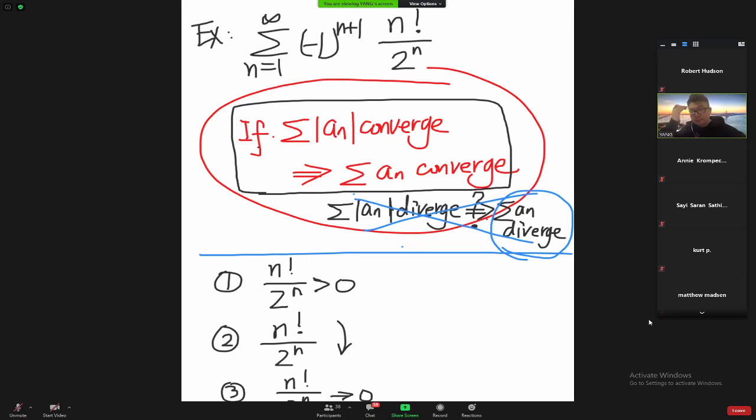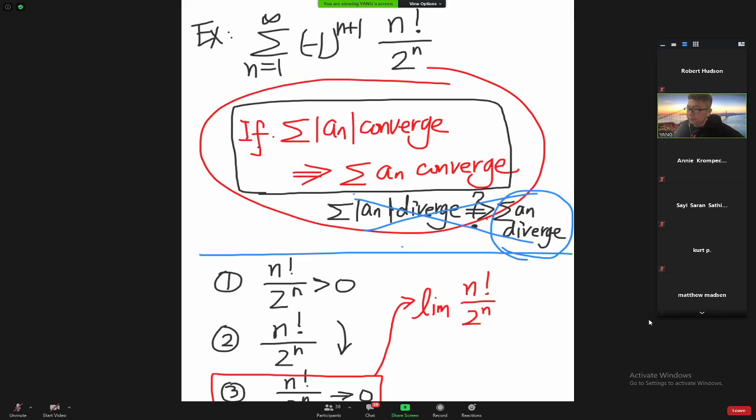Personally, I will do the third one first, because it is related to the limit, and for limits I have many tools. Showing that it's decreasing is sometimes difficult. So let me do the third one first. We're going to find the limit of n factorial over 2 to the n.